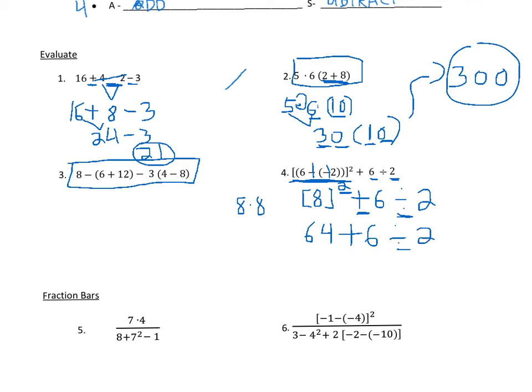Okay, then division, this comes before addition. So when I divide these, 6 divided by 2 is 3. Okay, I bring the 64 and the plus down. And then 64 plus 3 gives me 67.